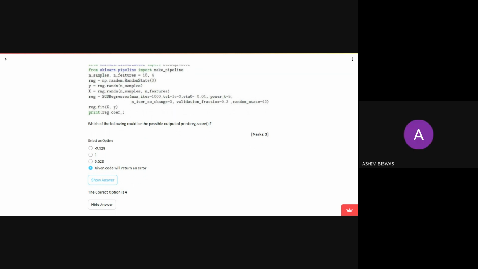If I write print reg.score, then it will print the answer, right? No, reg.score won't print anything. If you write R2 score, whatever you're writing, .score will take 2 parameters: one feature matrix and a target vector.